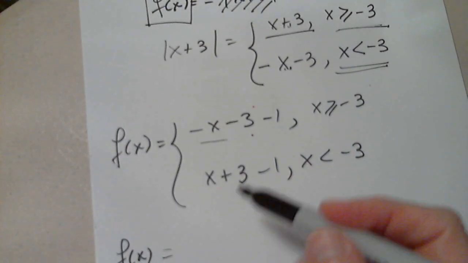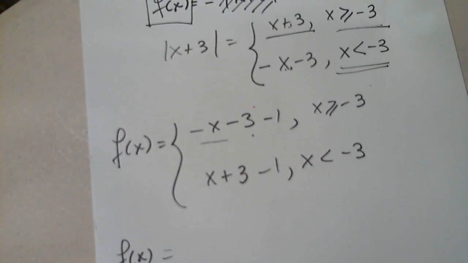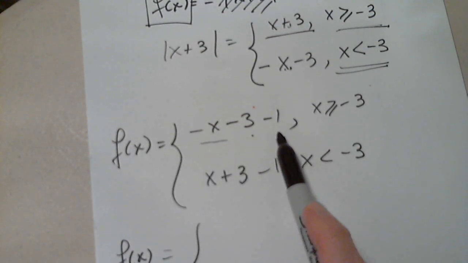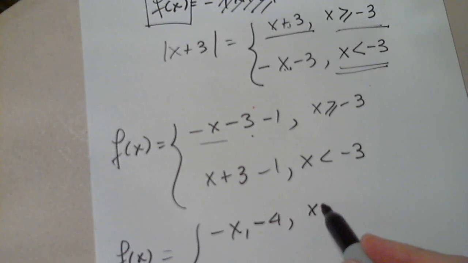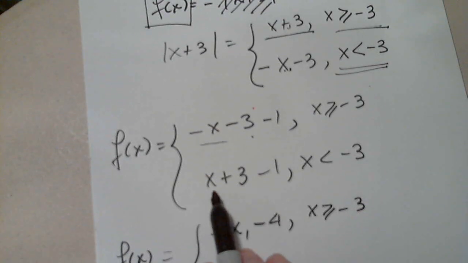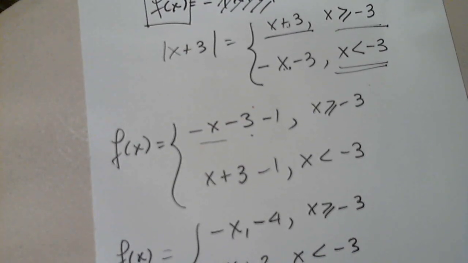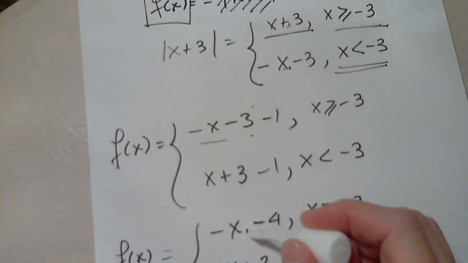As you see, the absolute value is a very specific type of expression, right? So negative x minus 4. Sorry. And x plus 2. And that's it. So we expressed f of x without absolute value. That's all we wanted to do.